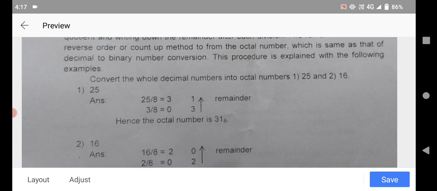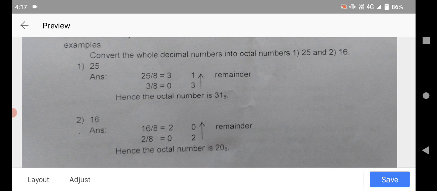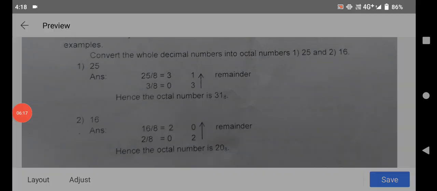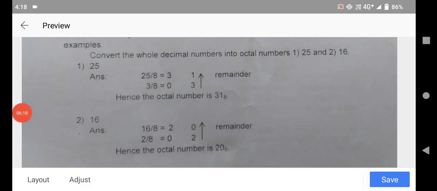So, the quotient is again divided by 8, and the remainder that comes we note down. Here the remainders are 1 and 3. Okay, this remainder is noted down in the reverse order, that means down to the up. Okay, this is the octal number. So hence the octal number is, down to the up, that means 31. 31 is the octal number system.